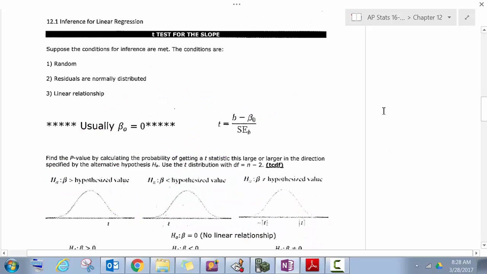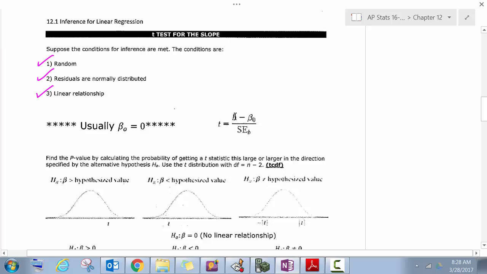Alright, now we're going to look at a t-test. So our conditions for the inference, most of the time we suppose they're met because we're going to be using the Minitab read-off. But if we're not, it needs to be random, residuals are normally distributed, and a linear relationship. So if it's not linear, we can't do this.